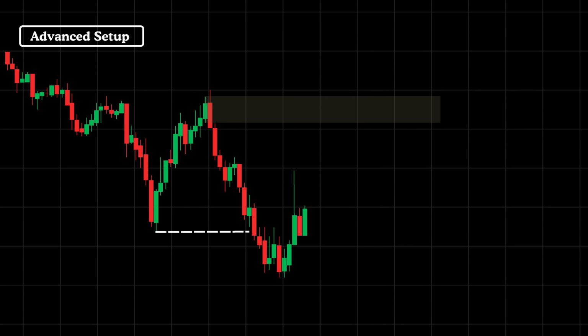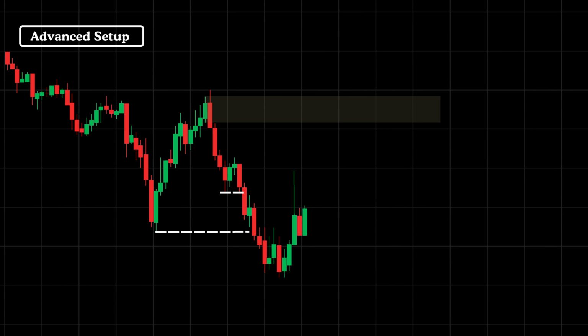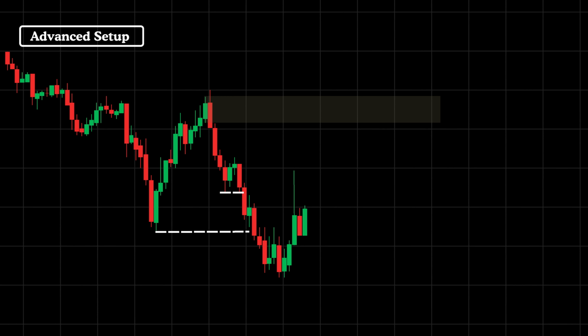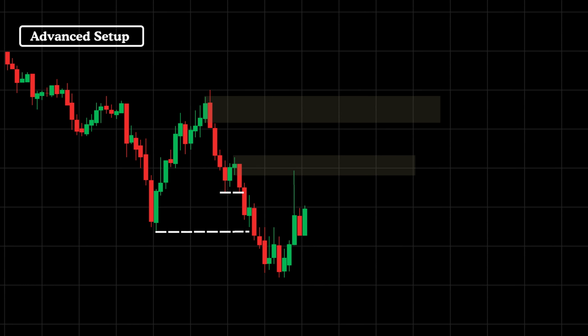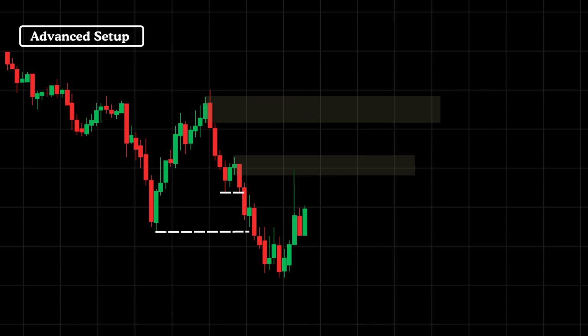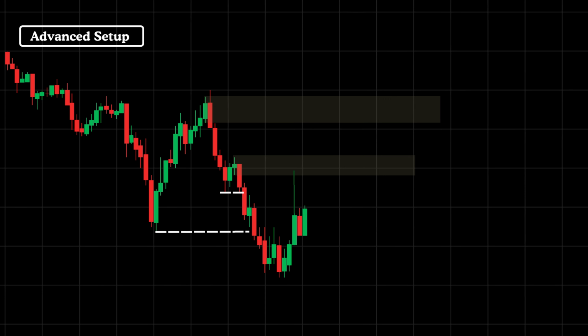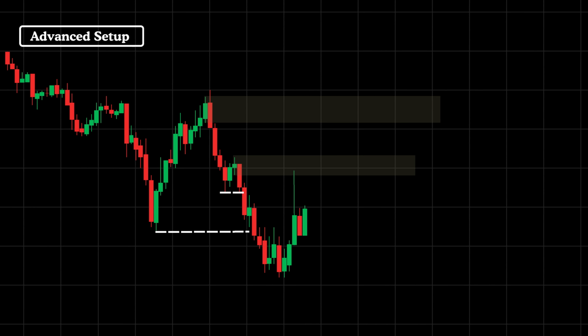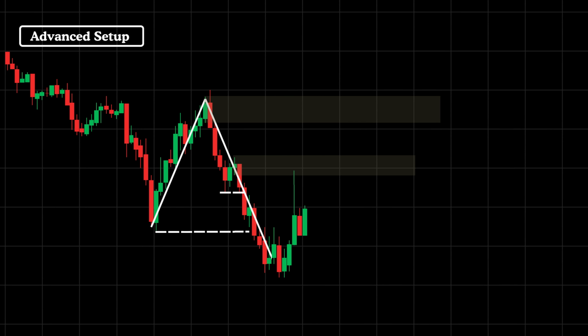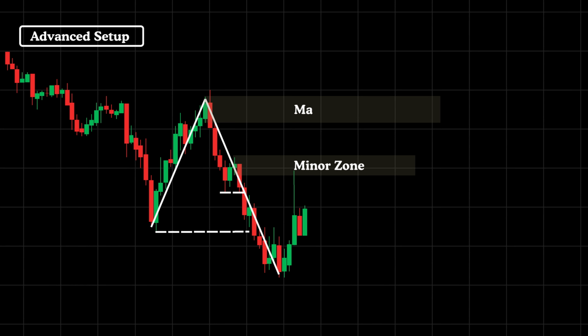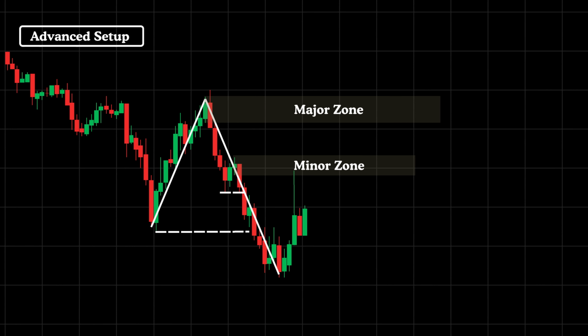Now if we zoom in a bit, we notice another break of structure, but this time from a much smaller price swing that allows us to draw a minor supply zone just below the major one. Since it came from a short-term move, we label it as minor. In contrast, the zone above, created from a larger swing, is our major supply zone. Now that we've got a minor zone just under a major zone, this gives us our ideal liquidity setup for the entry.